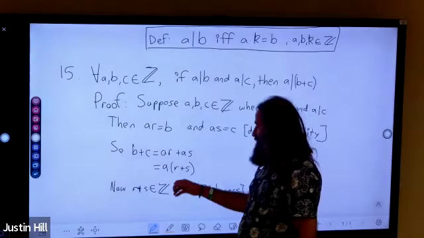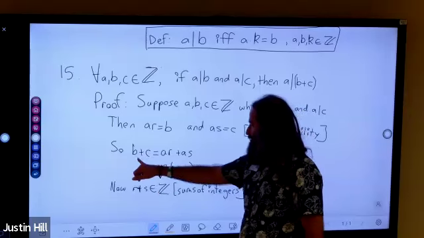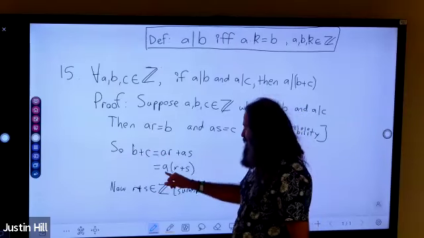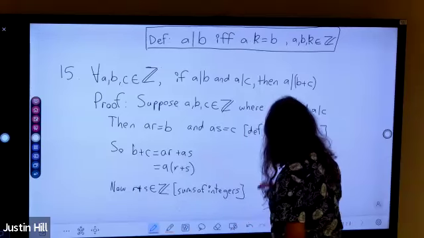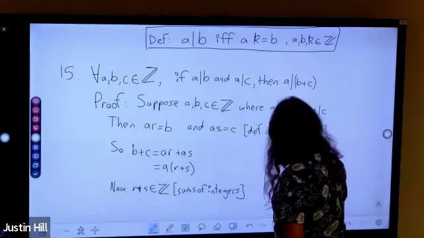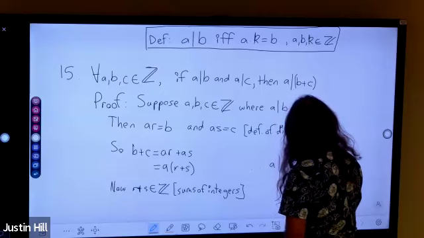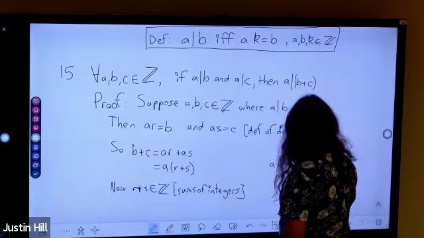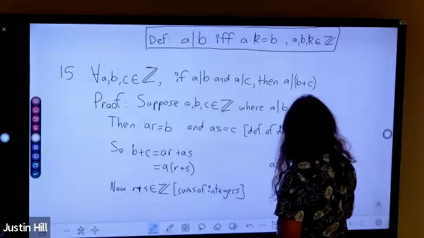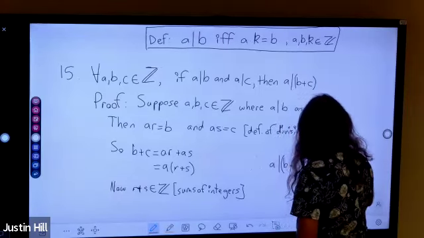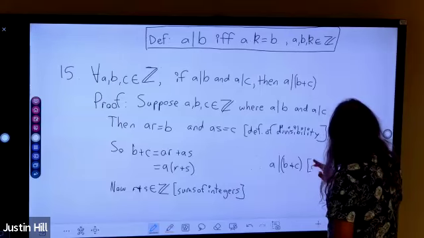And notice then that we have it. We have the pieces. We can see that b plus c, as the reader, we can see that it's a times this thing, and this thing is an integer. So then we can say, therefore, a divides b plus c. Again, just definition of divisibility again.